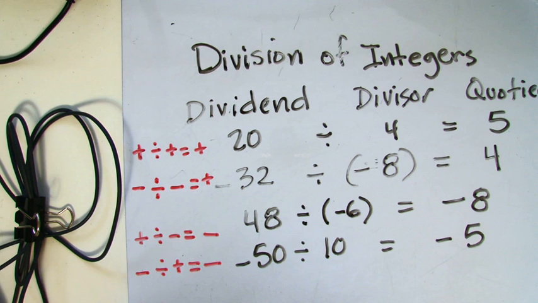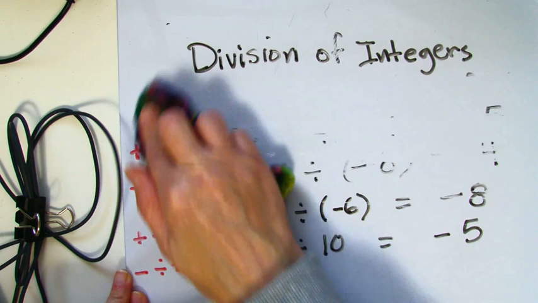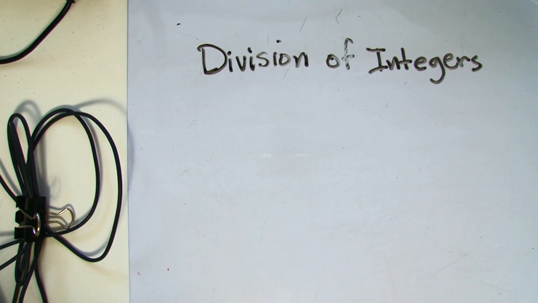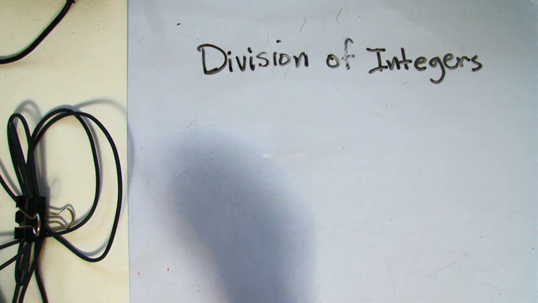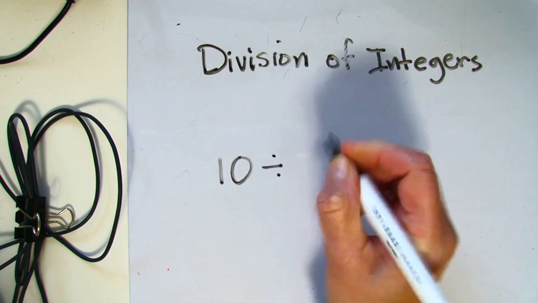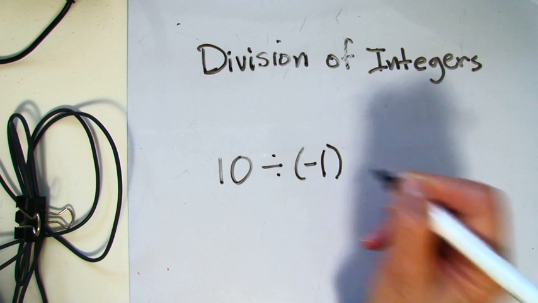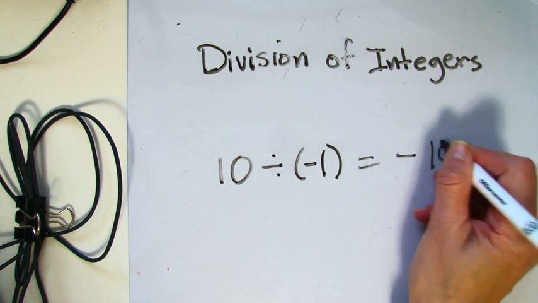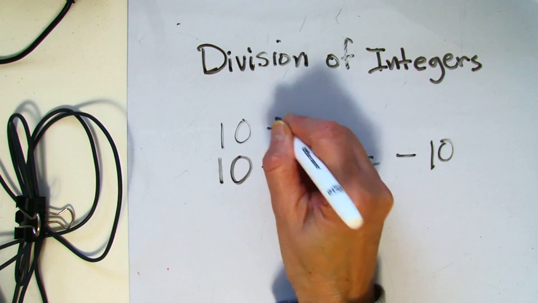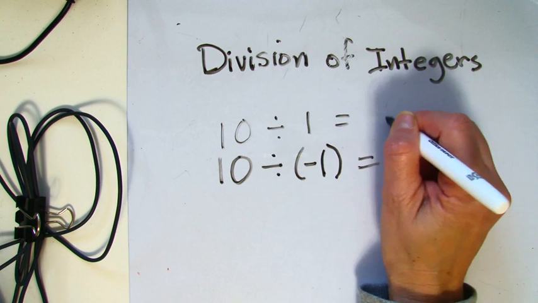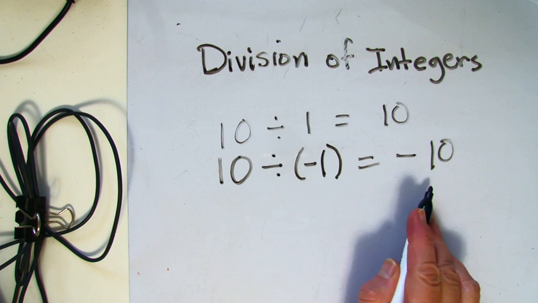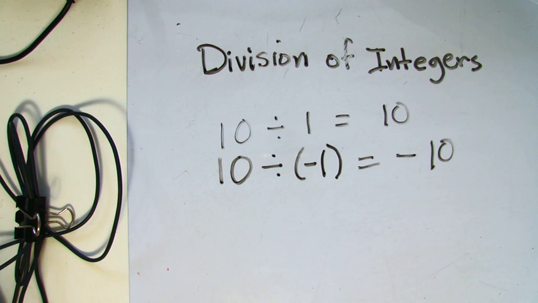Now the last type of problem, like with multiplication, when you divide by a negative 1, you're going to get the opposite of what you started out with. So let's say your dividend is 10, and we're going to divide by a negative 1. We're going to get a negative 10. If we had just divided by a regular or a positive 1, our answer would be what we started with. But because we're dividing by a negative 1, we're going to get the opposite as a quotient.